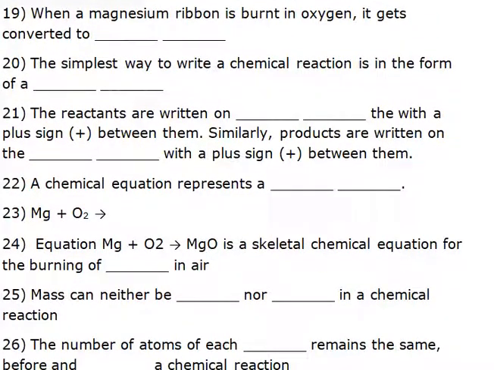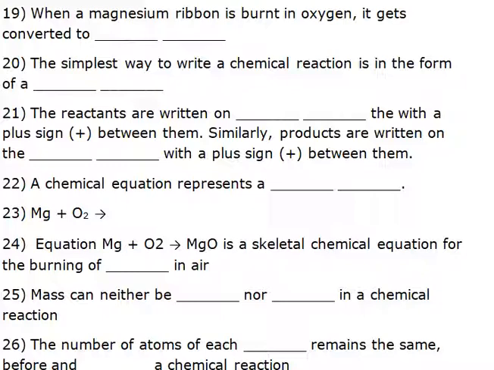Question number 21. The reactants are written on dash and dash with a plus sign between them. Similarly, products are written on the dash and dash with a plus sign between them. Question number 22. A chemical equation represents a dash and dash.